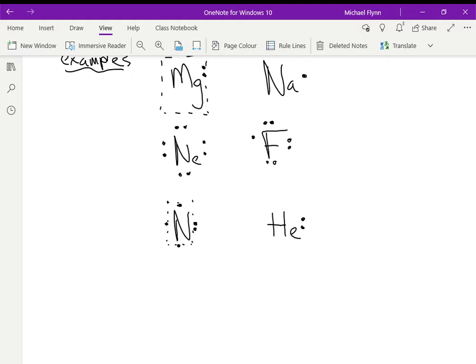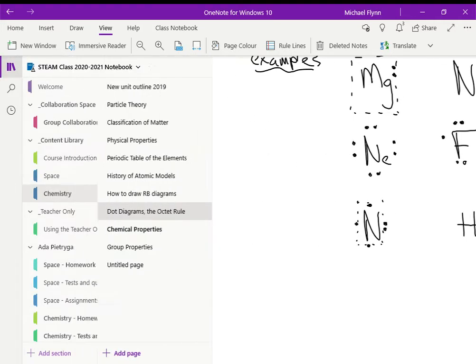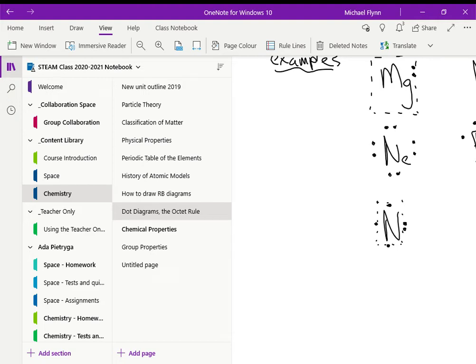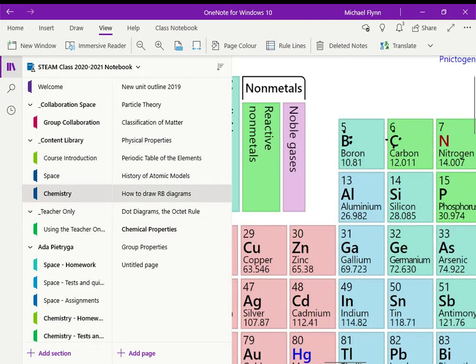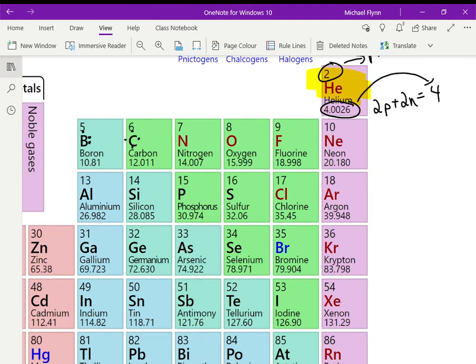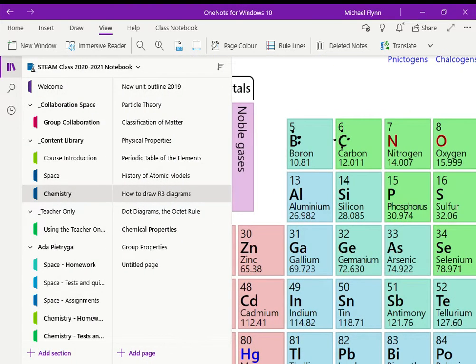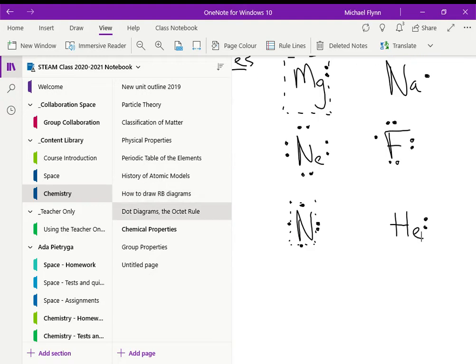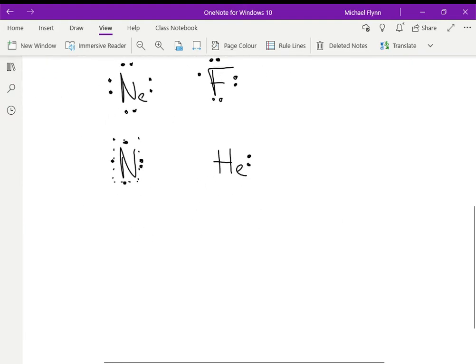Okay, argon. Let's see where argon is. I think it's on the 3rd row, but I just want to make sure. So argon would be, yes, argon would have 8. So let's go with argon. Argon has a full outer shell, so you would go AR for argon. Just fill it right up. That is the configuration of argon. Okay, so does this make sense?